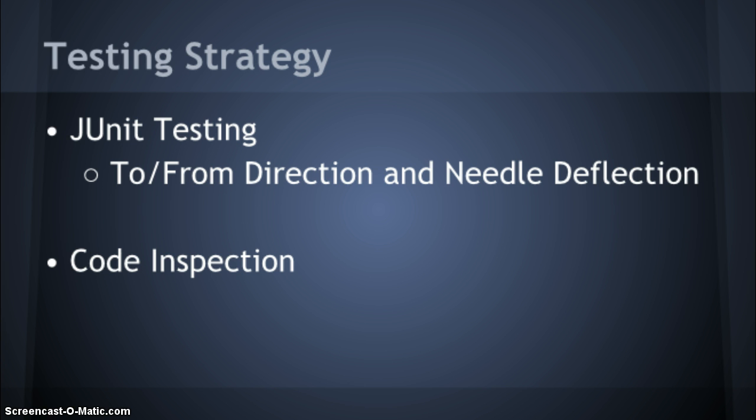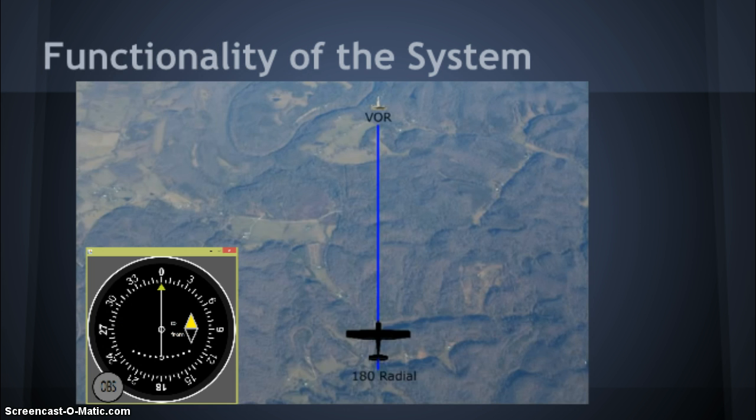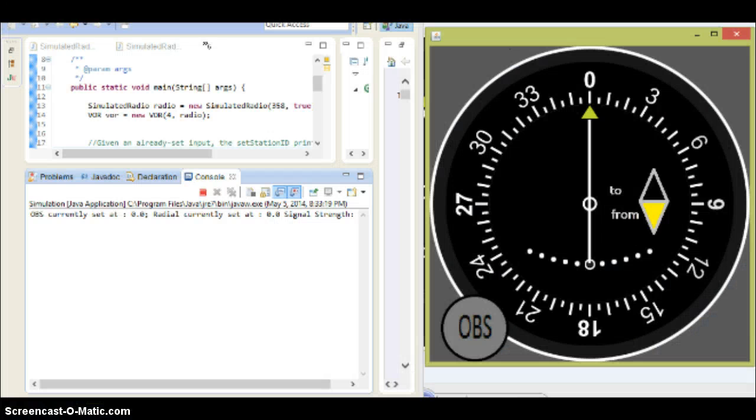We also made sure to test cases in which the radial and OBS differed by 89, 90, and 91 degrees. This was to ensure that the VOR displayed the appropriate to, from, and bad signals. The VOR functions as a navigational tool which keeps aircraft on the intended course, as intended by the OBS. So when the OBS has been set, the needle will guide the plane back to its intended course.